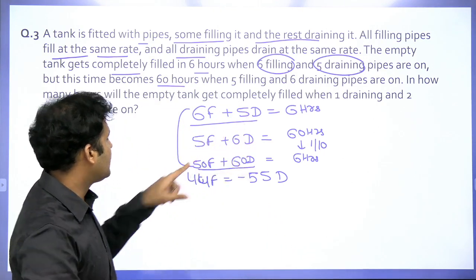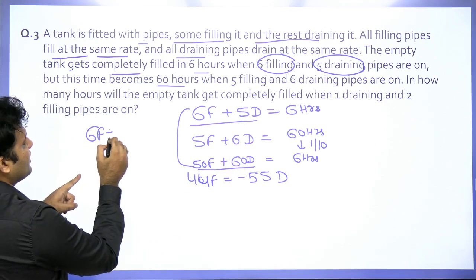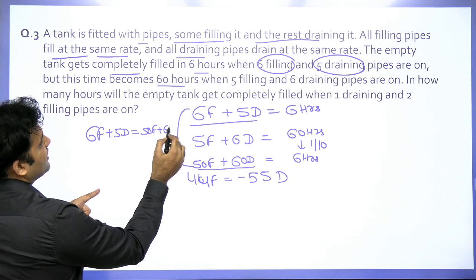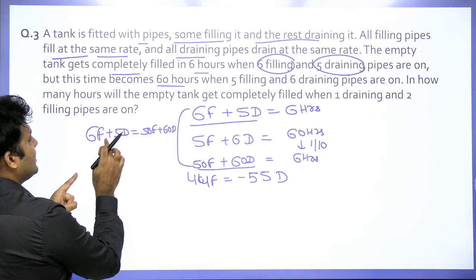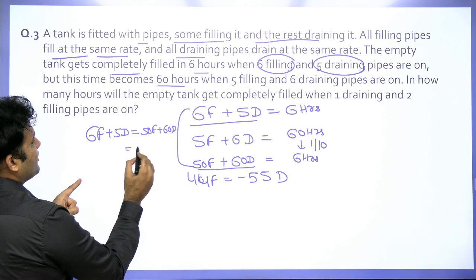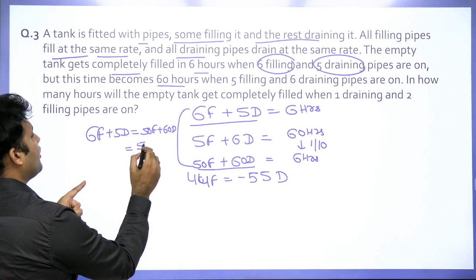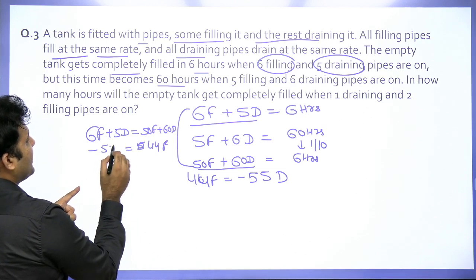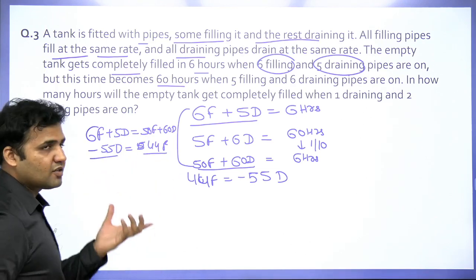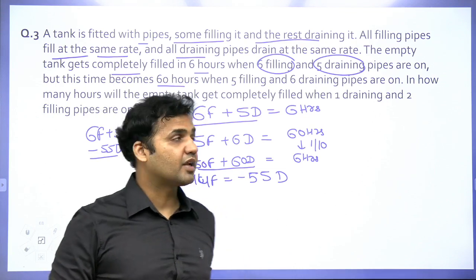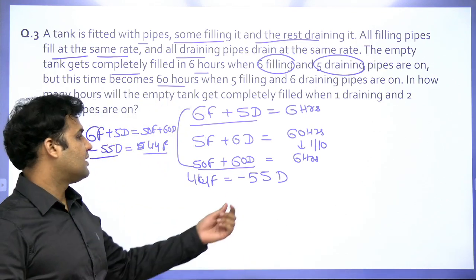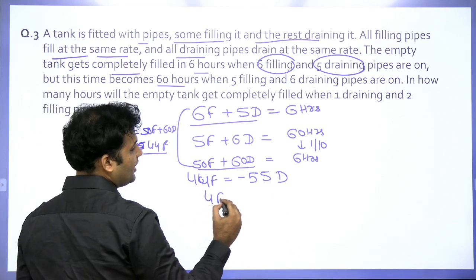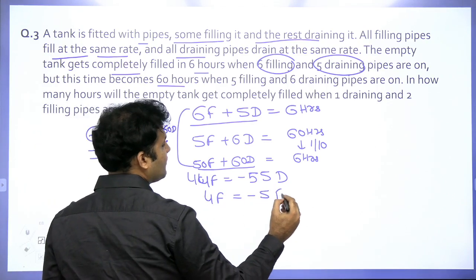Anyways, when you compare these two, let me just write it down here for you. 6 filling plus 5 draining is equal to 50 filling plus 60 draining. When I take this value over here, I'll get 44 fillings equal to 5 minus 60, that is minus 55. The minus sign is automatically coming over here to show that the work of the draining taps is a negative work. So here you get to know, guys, 4 filling are the same as minus 5 draining.